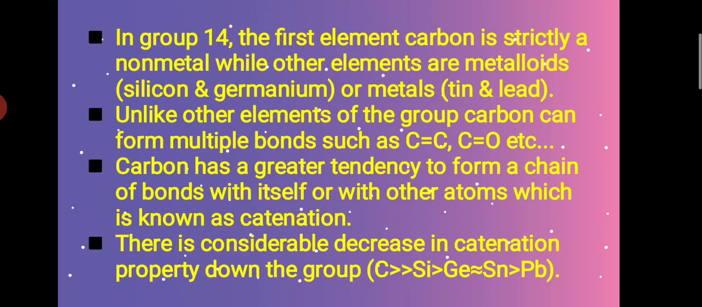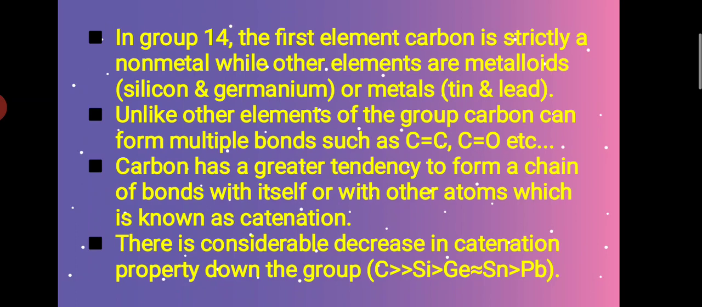Next, if you take group 14, the first member is carbon, which is strictly a non-metal, and all the other elements are metalloids and metals. Is it clear? Unlike the other elements, one special property of carbon is, as you all know very well, because of this carbon we have a whole new branch of chemistry, which is organic chemistry.